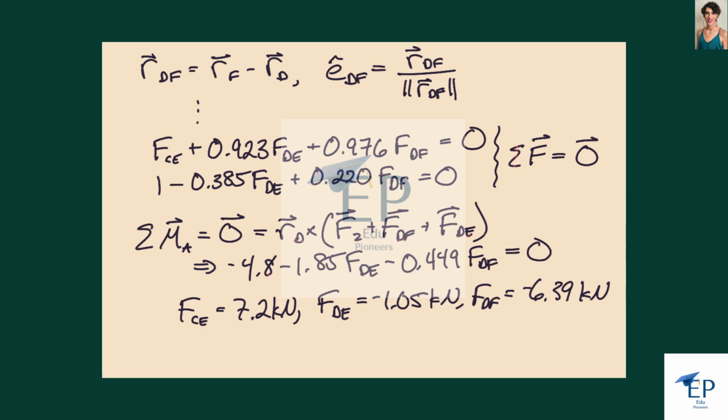When we take this cross product, the only non-zero component is the one out of the page in the z direction. So this is the z component of this vector equation. And we can solve for our 3 unknowns. We get FCE is 7.2 kilonewtons, FDE is minus 1.05 kilonewtons, and FDF is minus 6.39 kilonewtons.